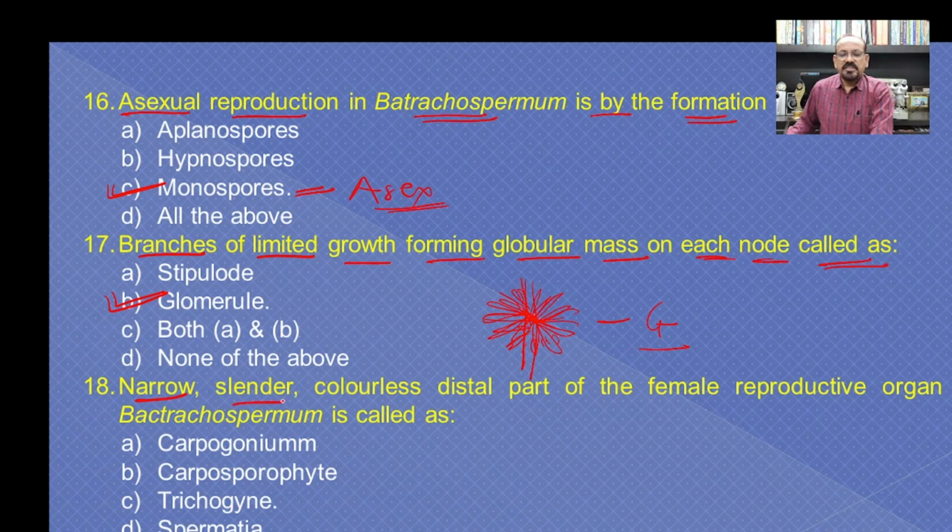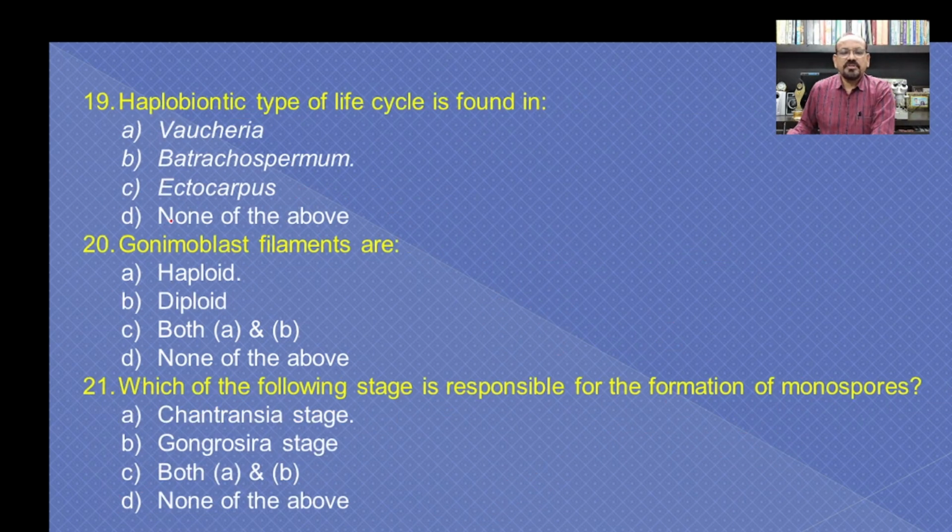Then the narrow, slender, colorless distal part of the female reproductive organ of Batrachospermum is called as. In a Batrachospermum, the female reproductive organ is such like, here there will be presence of the egg, and this is the hair-like structure which is present at the terminal end, that is known as the trichogyne, and hence C will be the correct answer for this question.